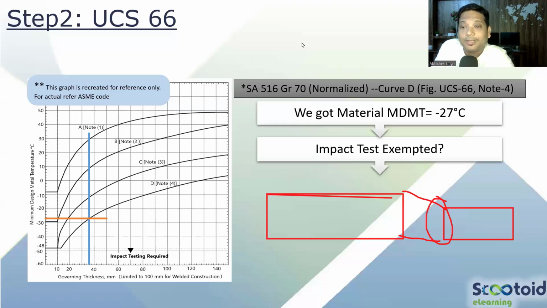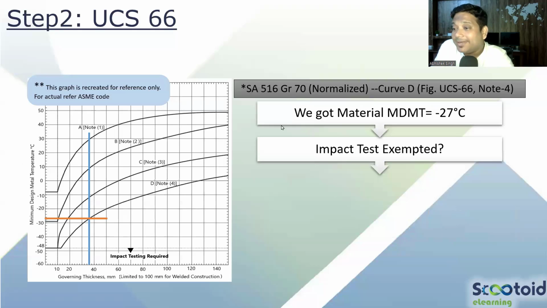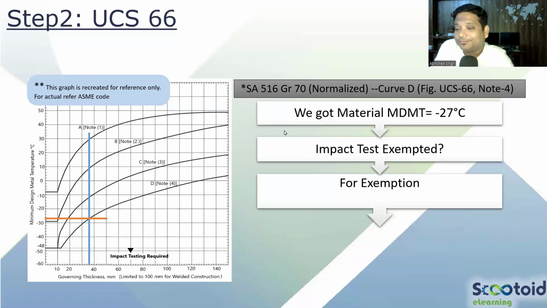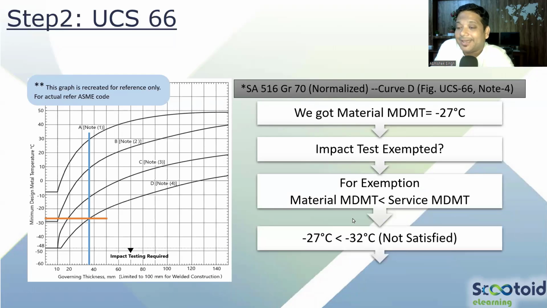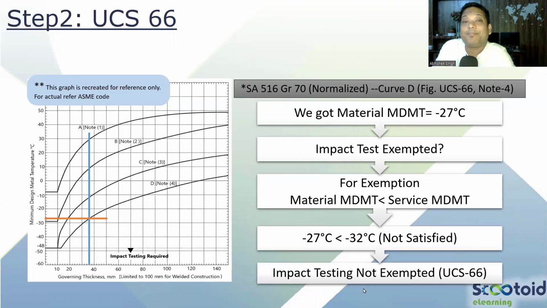Now, once we have calculated, can I get that exemption? No. For taking that exemption, I need the material MDMT to be less than the service MDMT, right? Here minus 27 is definitely not less than minus 32. So this condition is not satisfied, and for that reason, impact testing is not exempted.